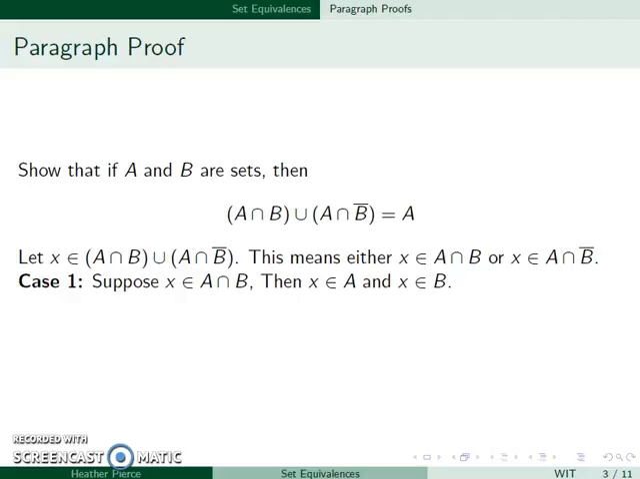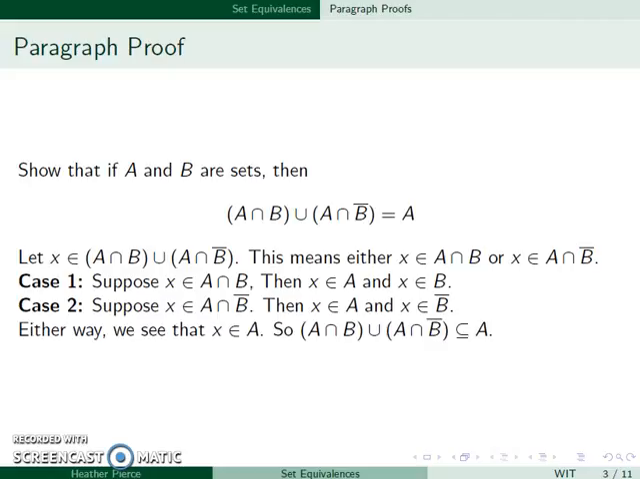Let's suppose it's in A intersect B. Then, by definition of the intersection, it's in both A and B. If we do the other case, supposing it's in A intersect B bar, then X is in A and X is in B bar. And you'll notice either case, we have that X is in A. So, since we had an element in the left-hand side, and we showed that it's also in the right-hand side, we've shown that A intersect B union A intersect B bar is a subset of A.